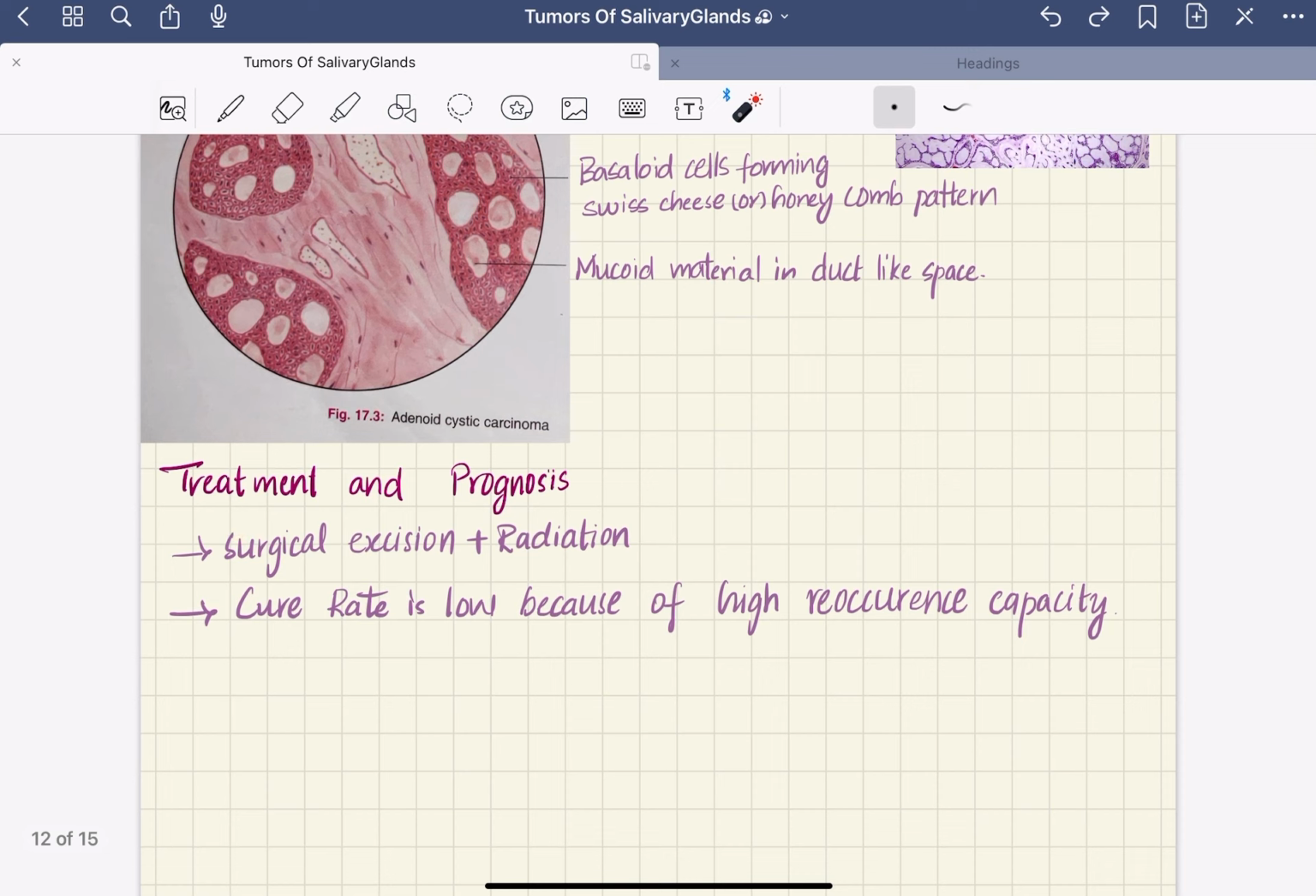Treatment and prognosis of adenoid cystic carcinoma is surgical excision followed by radiation. Radiation alone is not recommended. Surgical excision followed by radiation is recommended, and the cure rate is low because of high recurrence capacity. This adenoid cystic carcinoma has a remarkable capacity for recurrence, so the cure rate is low.